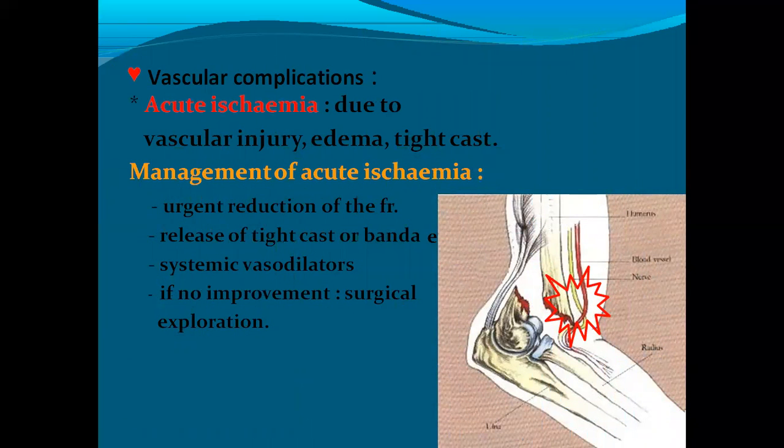Vascular complications include acute ischemia due to vascular injury, edema, and tight cast. Management of the ischemia is urgent reduction of the fracture, release of the tight cast, systemic vasodilators to improve the blood circulation, and if there is no improvement, then of course surgical exploration.